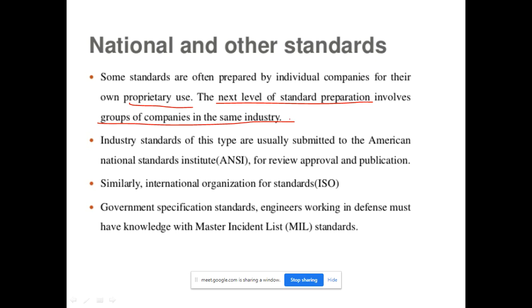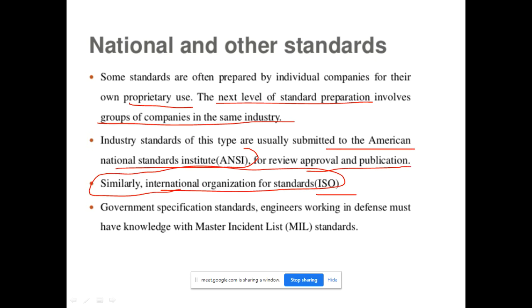So these are the codes of conduct followed by Reliance, but they should not be proposed by Tata or Adani or any other organizations like government PSUs, okay. These are codes of standard absolutely defined by the company itself, which may not be applicable to any third party company, okay. Now industry standards of this type are usually submitted to the American National Standards Institute, ANSI, for review, approval and publication, okay.